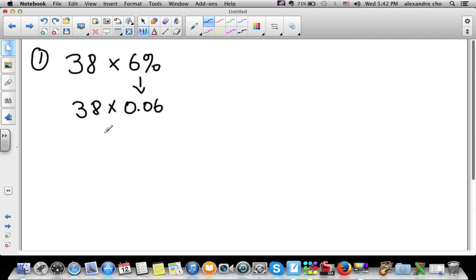So what do we get here? 38 times 0.06 should give you $2.28. That's what your taxes are going to be. That's step one. Now you want to find the tip. The tip is again based on the food, 38 times, and how much tip are we giving our waiter? He's going to get 17%.